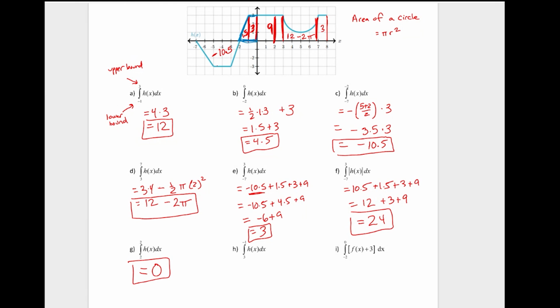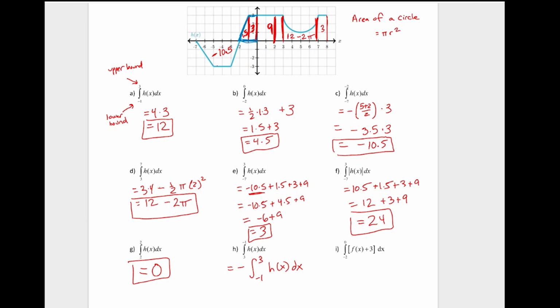Now h looks a little weird. The lower bound is actually bigger than the upper bound. Now we can handle this, but what we need to do is flip those boundaries. And to do that, we make the entire integral negative. So this is actually going to be equal to the opposite of the integral of h of x dx from negative 1 to 3.